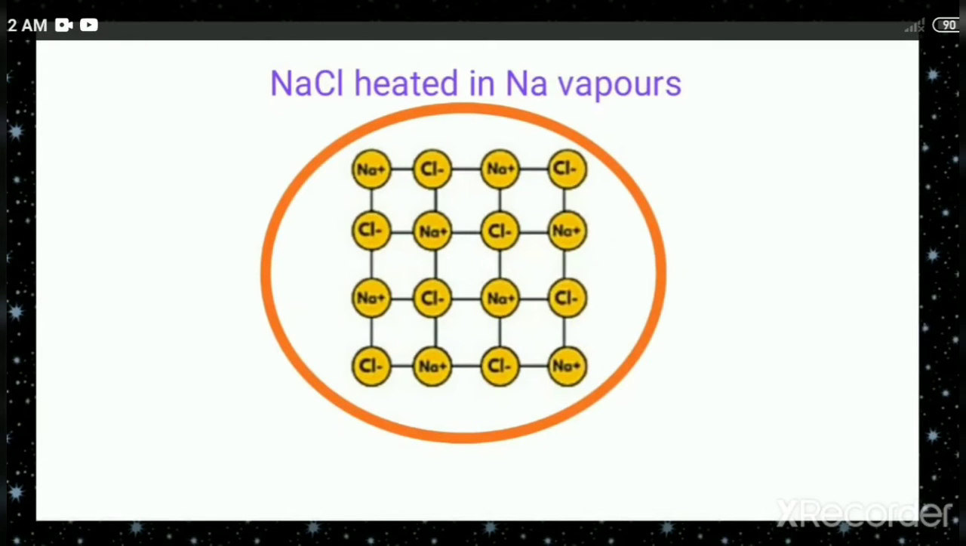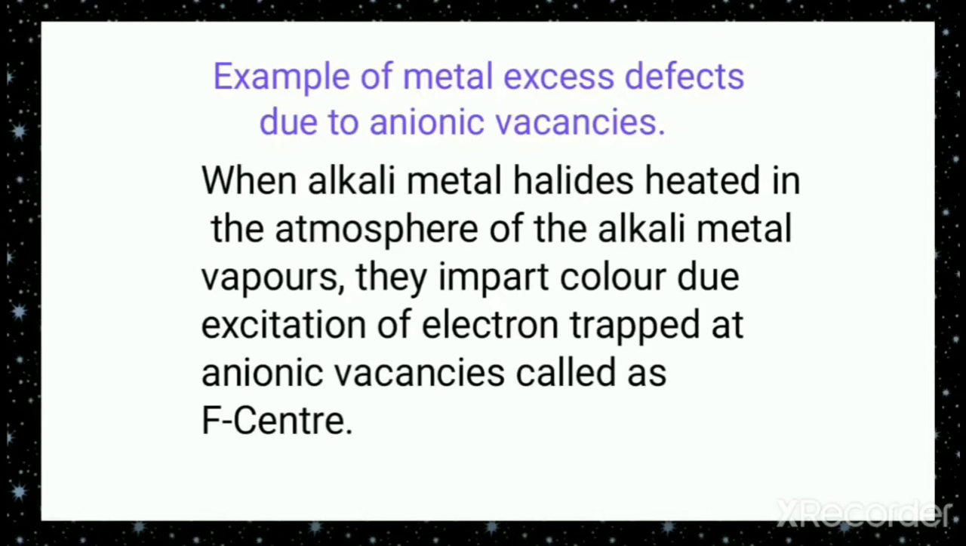Example for this one: when we heat sodium chloride in sodium vapor, as we know sodium chloride is white, a colorless white color, but when it is heated in sodium vapor, it turns yellow. It means that when an alkali metal halide is heated in the atmosphere of alkali metal vapors, it imparts color due to the excitation of an electron trapped at the anionic vacancy, which is called an F-center.